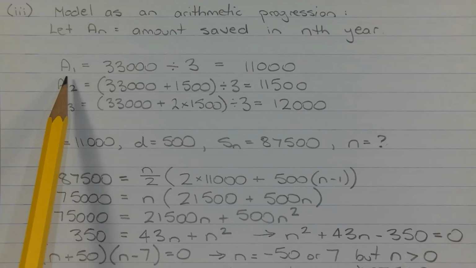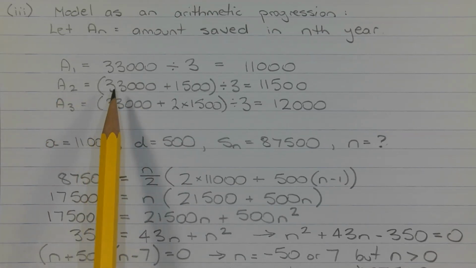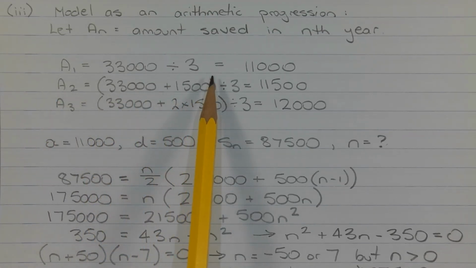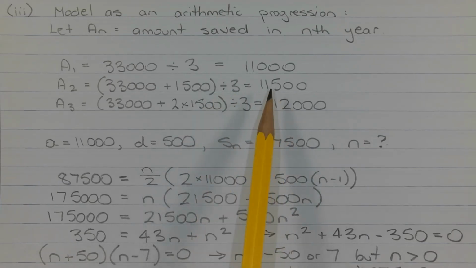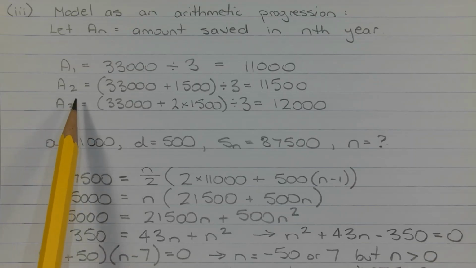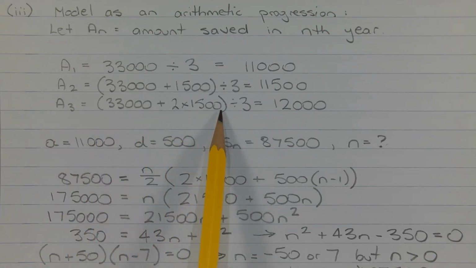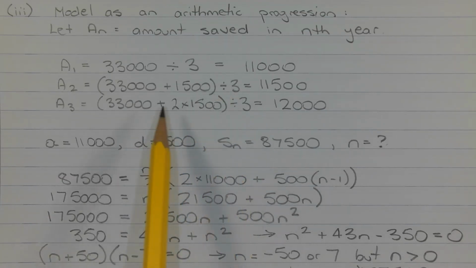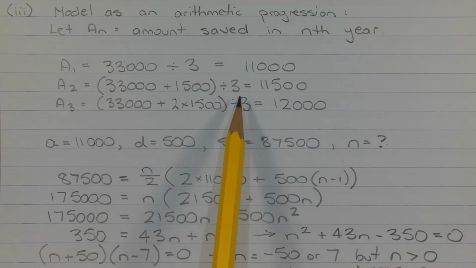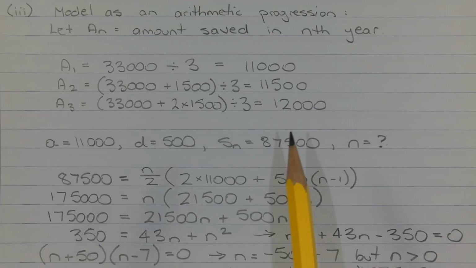The amount that Alex saves in the second year, A2, is equal to ($33,000 plus $1,500) divided by 3, and that equals $11,500. The amount Alex saves in the third year, A3, is equal to $33,000 plus 2 times $1,500, since she receives 2 increases by the third year. Put that in brackets, add those two together, divide that by 3, and we get $12,000. And the pattern continues in the same way. So we can see that each subsequent year, the amount saved increases by $500.